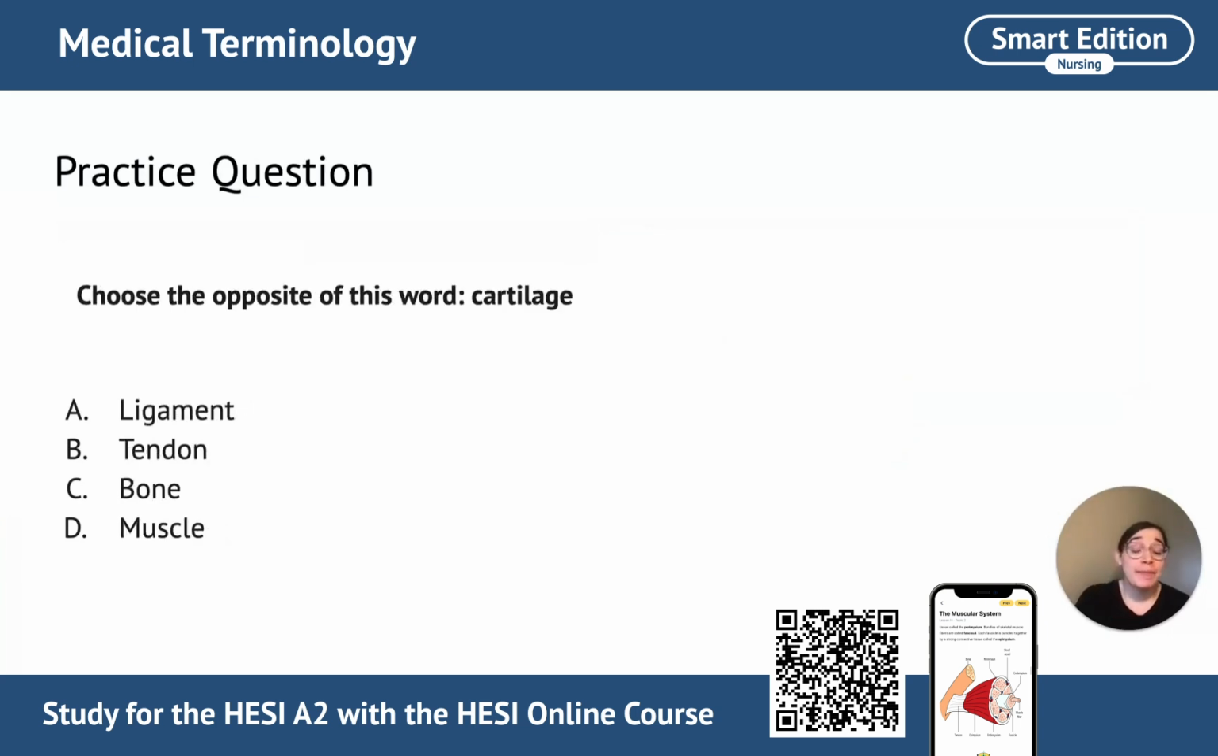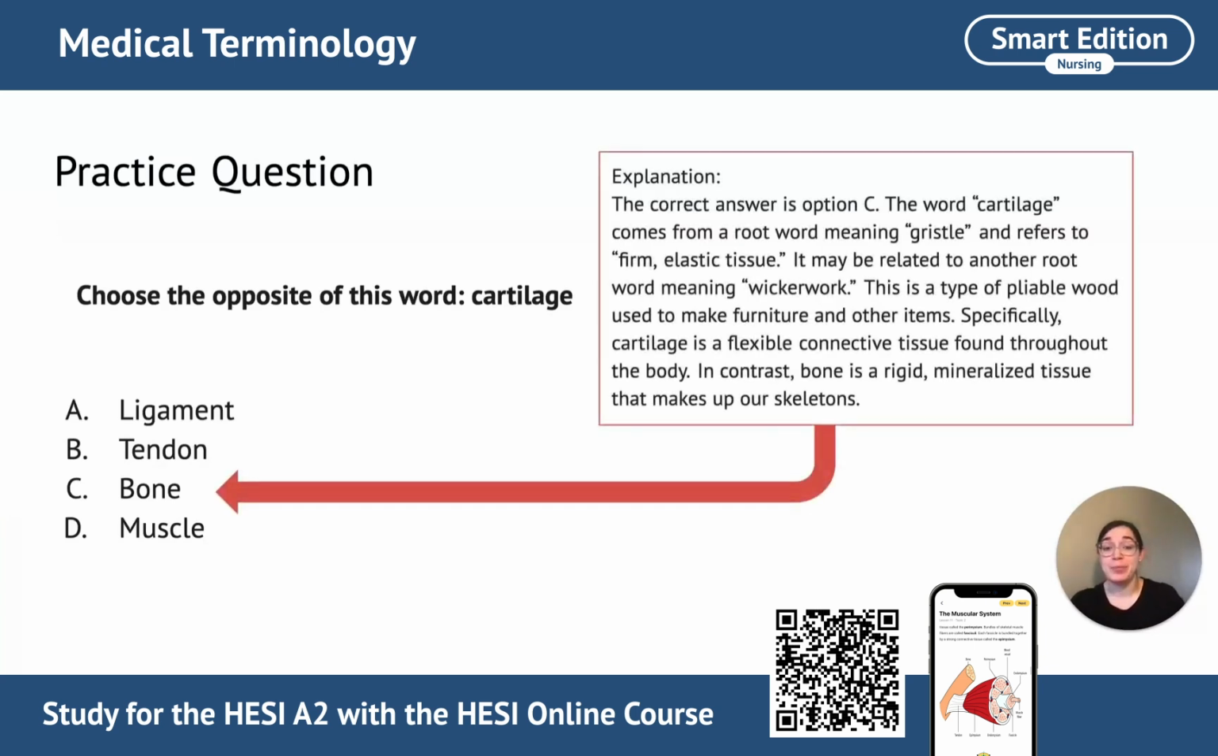So choose the opposite of this word, cartilage. Is it A, ligament? Is it B, tendon? Is it C, bone? Or is it D, muscle? And the correct answer is option C, the word bone. And by breaking down the word cartilage, we'll better understand why that is the case.